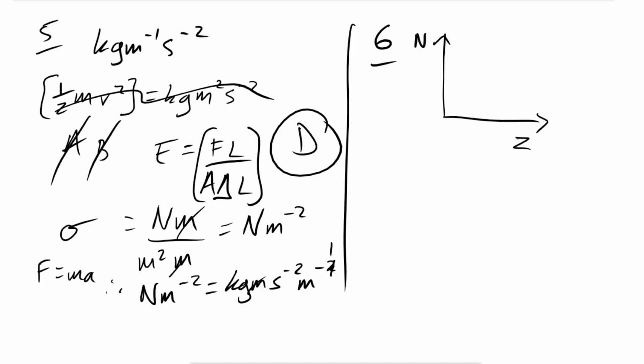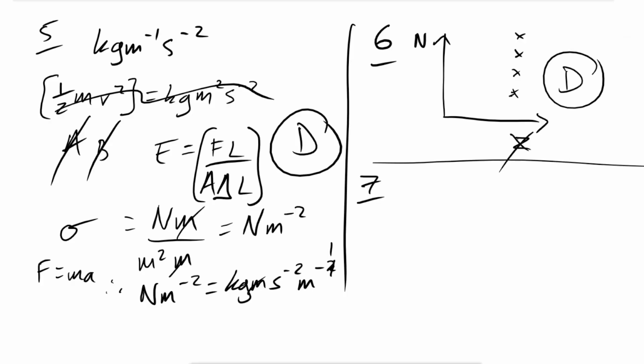What do we know isotopes are? They have the same proton number, so this should not change, but the neutron number changes. So we should end up with a straight line going upwards. So the answer is D. Again, not an easy one, might have caught you out.